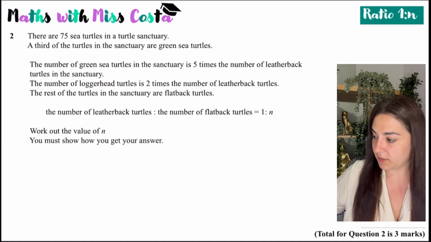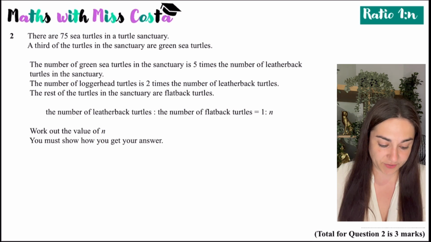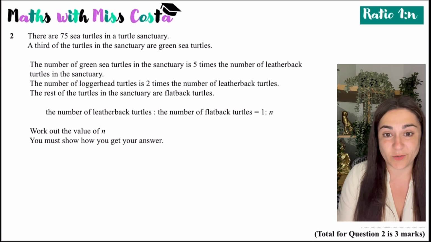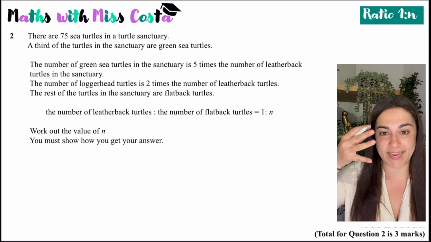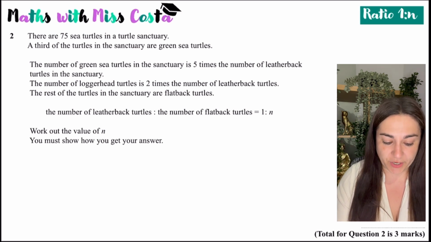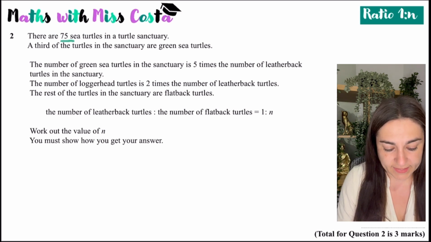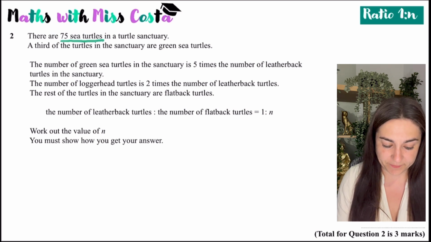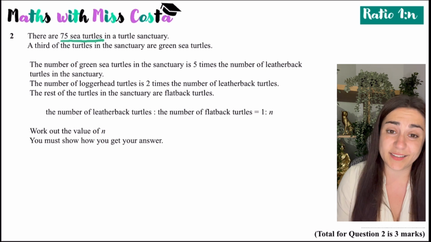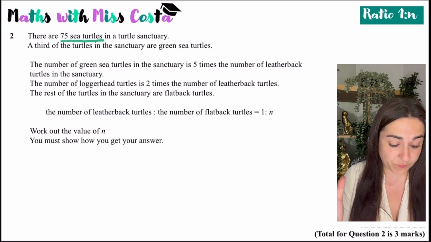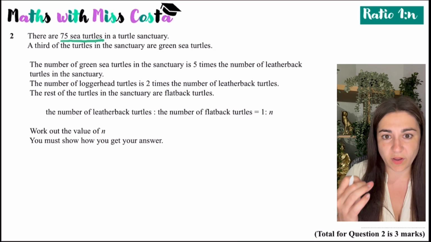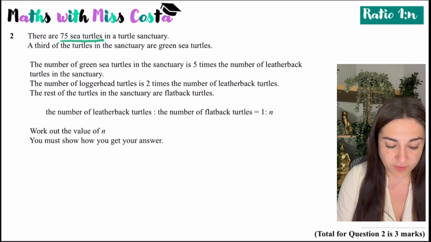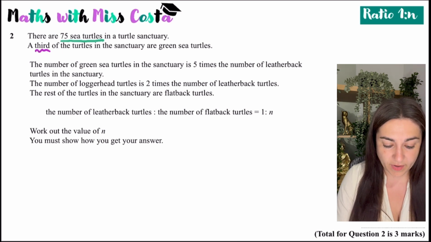Okay, next we've got a slightly worded ratio question. So the important thing with worded questions is to just try and extract the information and only take in the important things. So I'm told that there are 75 sea turtles in a turtle sanctuary. A third of the turtles in the sanctuary are green sea turtles. And sometimes it actually just helps. You might prefer to read out the whole question first, or you could just work things out as you go along. So you know that a third of the sea turtles are green sea turtles.